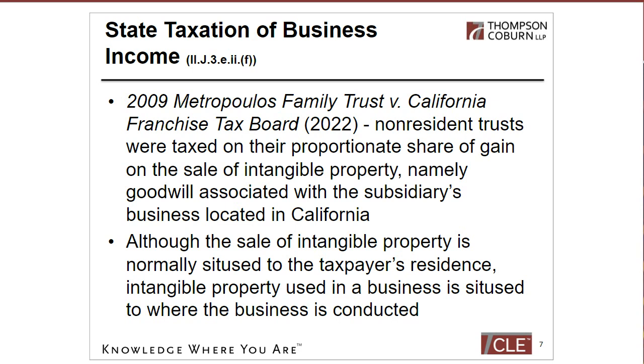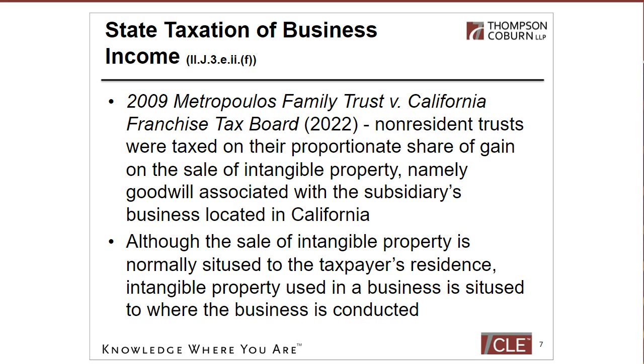So if there were stocks that were in a brokerage account in California, for example, that's intangible personal property. So just because there's stocks in a brokerage account in California doesn't mean that California can tax it, because that's intangible property and there's no business activity going on there. So that made the taxpayer think, well, if they couldn't tax that intangible property, what about goodwill? That's intangible property. And the answer is yes, but there's a different rule for business.